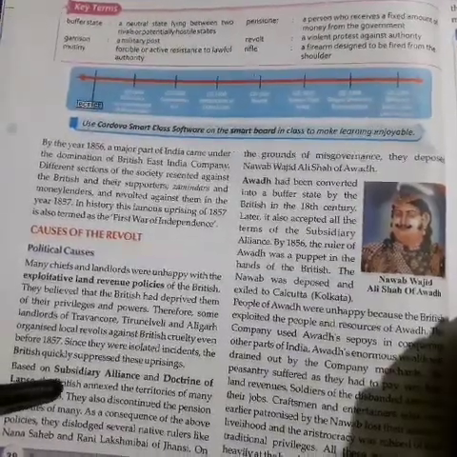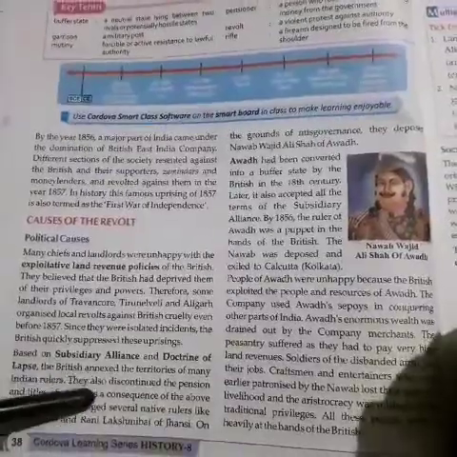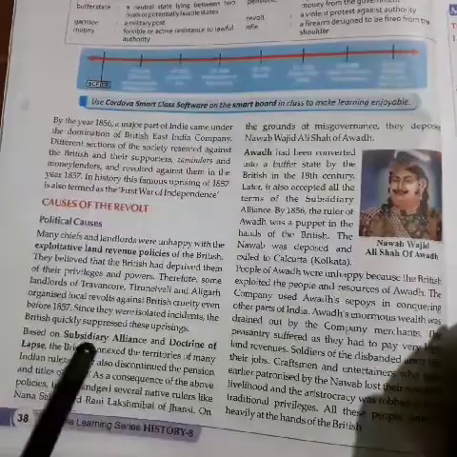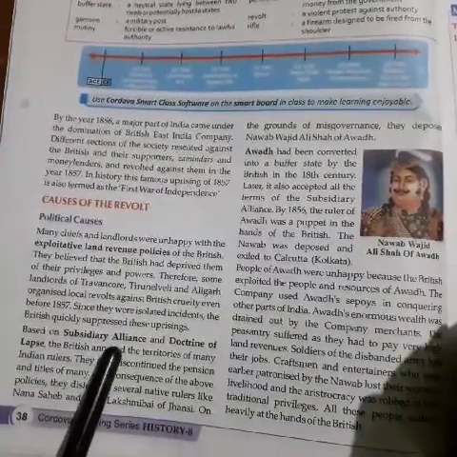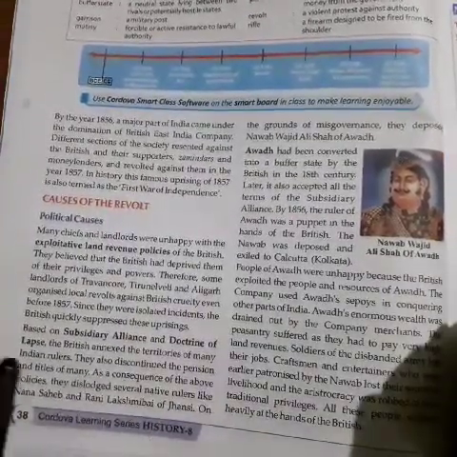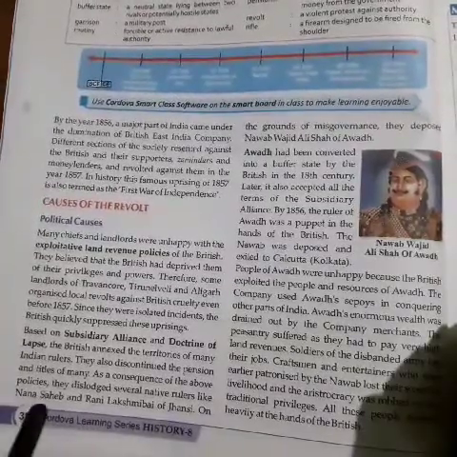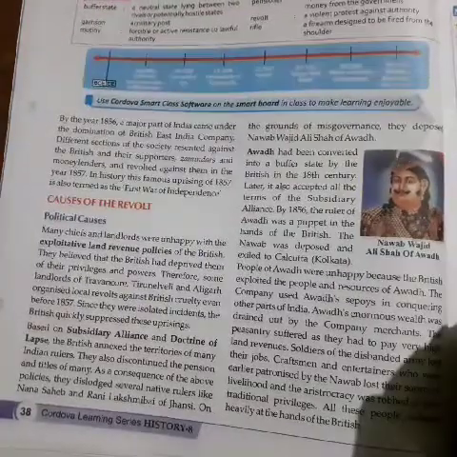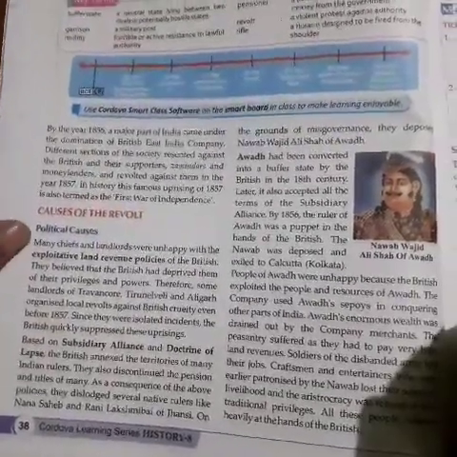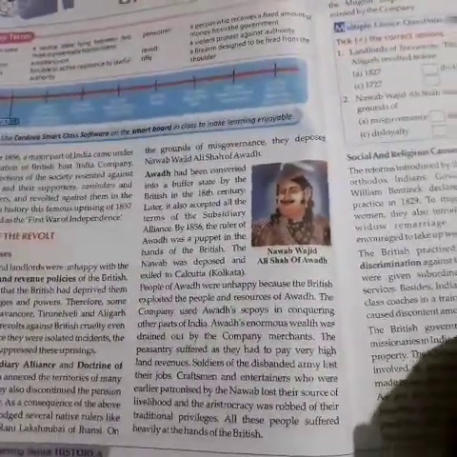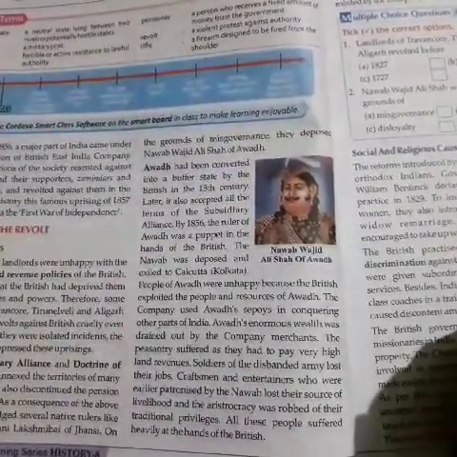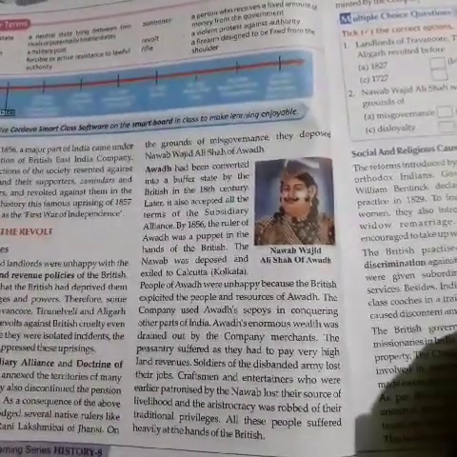Not only that, they started annexing territories of different kingdoms with the help of policies like subsidiary alliance and doctrine of lapse. Some examples are Rani Lakshmi Bai of Jhansi. She fought for Jhansi, but she was unsuccessful. Another example is Awadh, which had been converted into a buffer state and was also taken over with the help of subsidiary alliance.